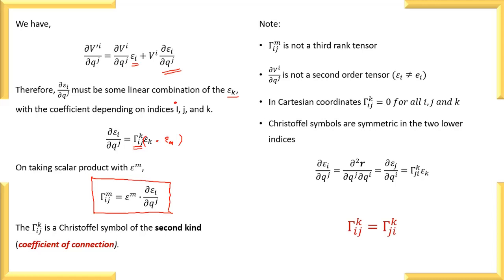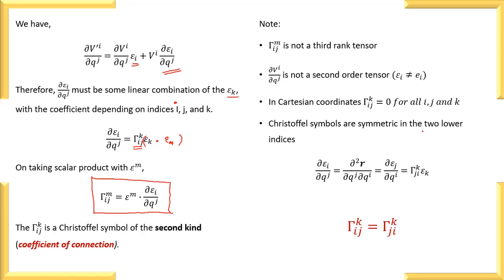Now some notes on Christoffel symbols. The Christoffel symbol Γijk is not a third rank tensor or a mixed tensor, as I've already said. It is just an array of numbers which defines a metric connection. Similarly, ∂vi/∂qj is also not a second rank tensor because εi cannot be equal to εj, because we are defining the whole thing in a non-orthonormal coordinate system. This cannot be a second rank tensor. In Cartesian coordinates, the Christoffel symbol goes to zero. I have already defined this because they have a symmetry between the metric and the coordinate system. In Cartesian coordinates, for all i, j and k, the Christoffel symbol goes to zero.